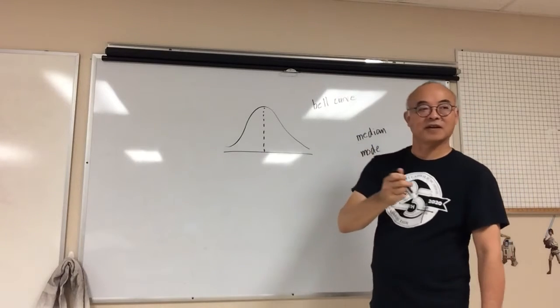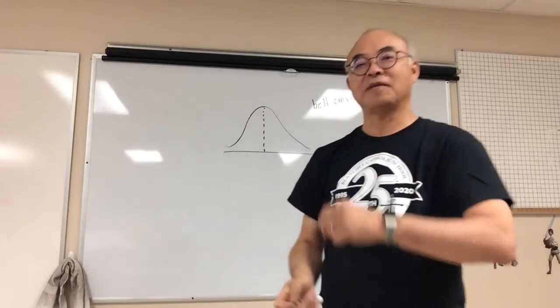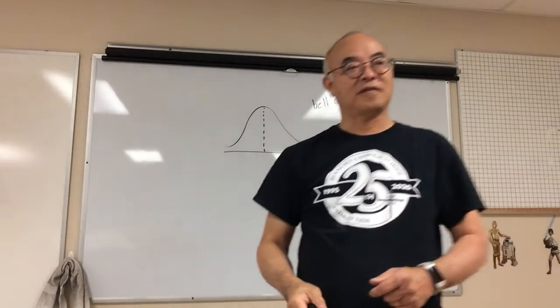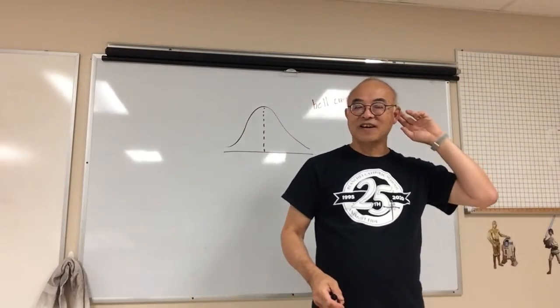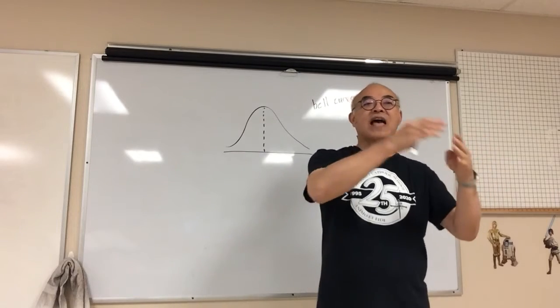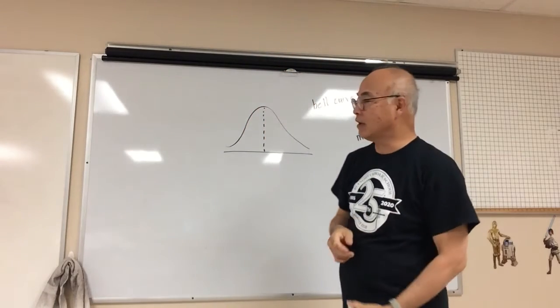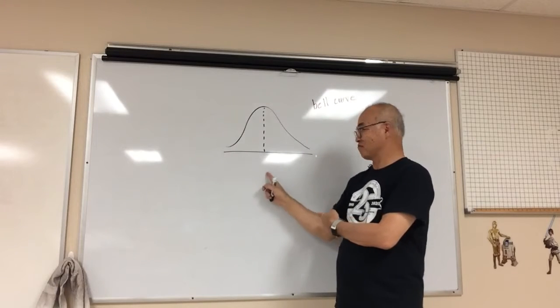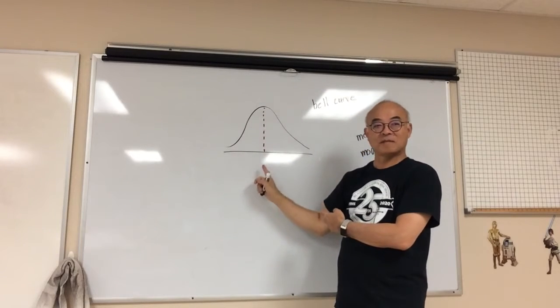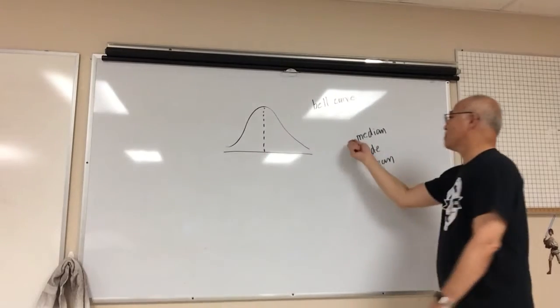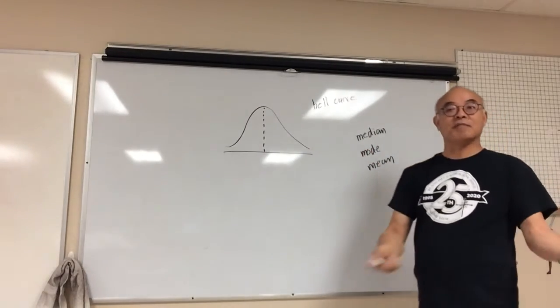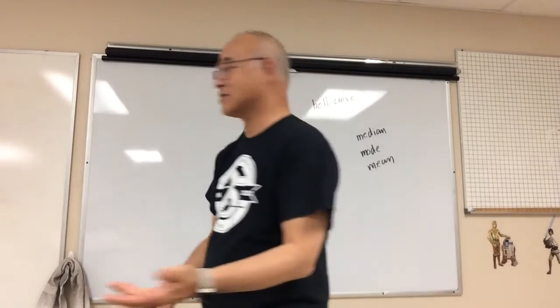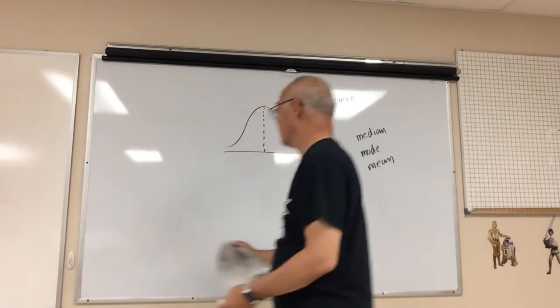What's the median? How do I find the median? It's the one that's in the middle, right? So you stack them from low to high, right? And you go all the way and you find out what's in the middle, right? That's the median, okay? Where's the median here? Same place. So in a normal distribution, the mean, median, and the mode are all the same. Well, isn't that nice? Right? They're all the same. Okay?